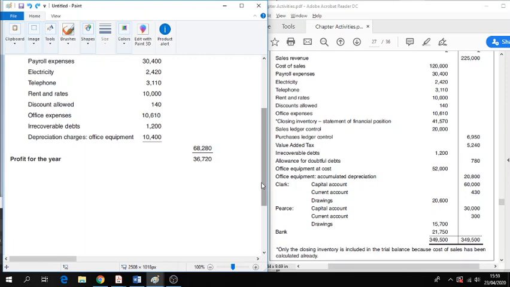Remember, drawings, if an owner takes money out of the business, it shouldn't affect profit. It does not affect profit. Just because someone's taken £10,000 or £15,000 out of the business, it doesn't mean profit changes. Profit is income and expenses. Please, please, please do not put drawings into the income statement. It is not an expense. Okay, it is not an expense. Okay, let's have a look at appropriation.